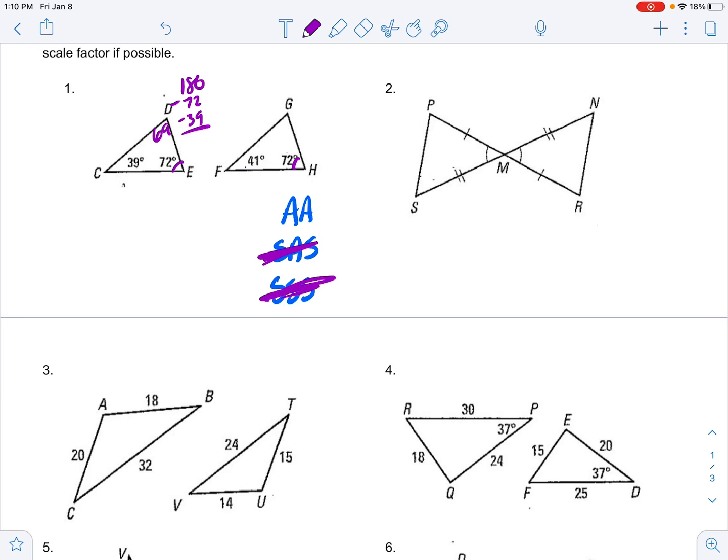So are these two triangles congruent? No. Or similar, good grief. No, they're not similar. Why? Because two angles aren't the same as two other angles.